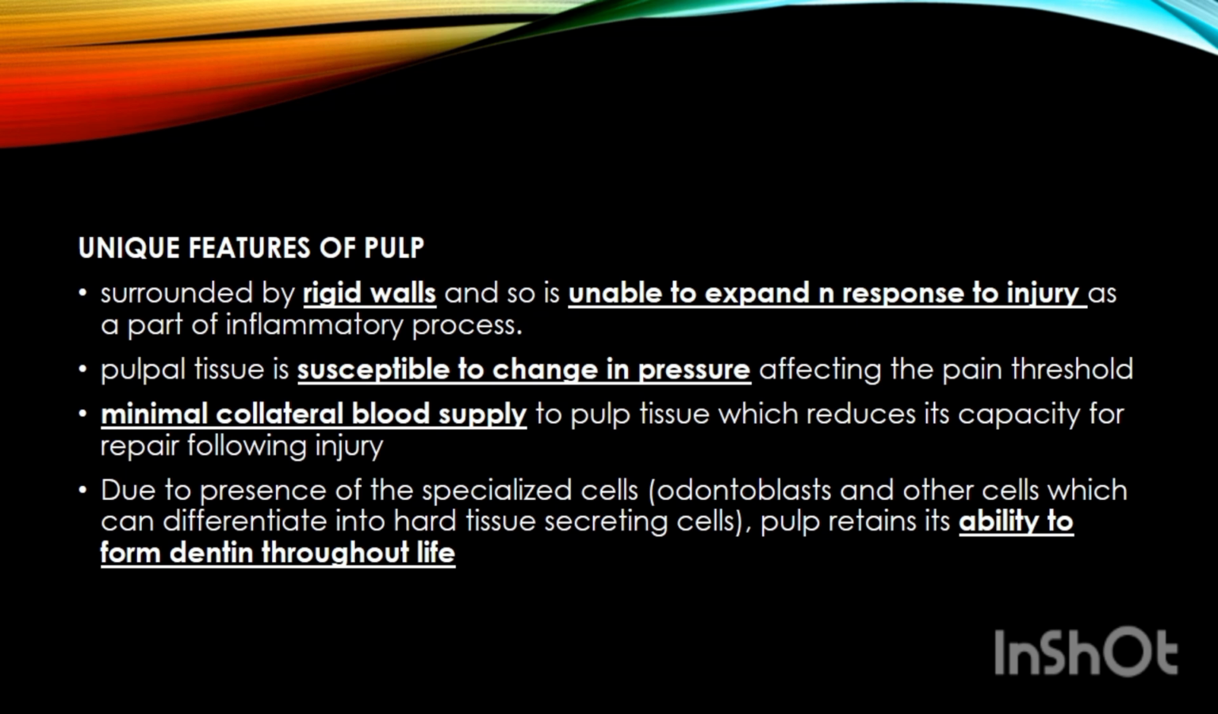Now, it also has specialized cells that are present in it. So, we have the odontoblasts and other cells like fibroblasts which are present. So, because of this, it has the ability to form dentine throughout life.